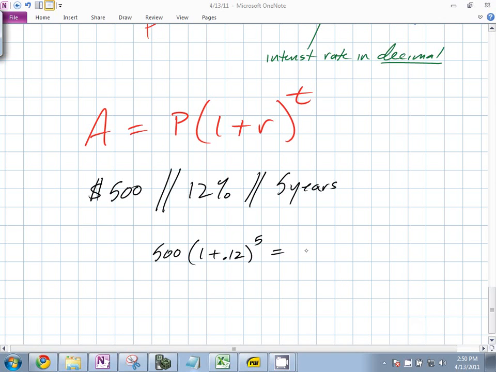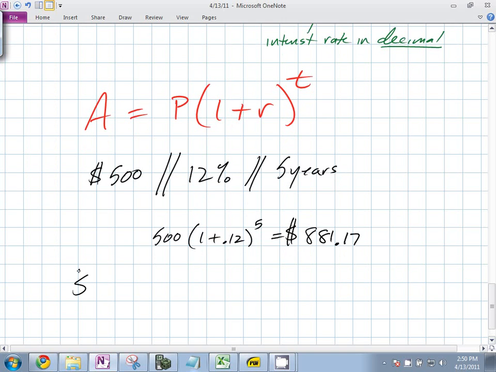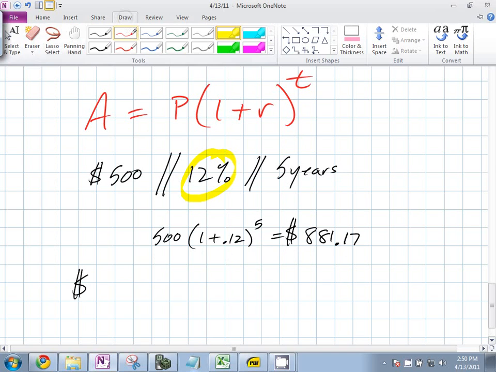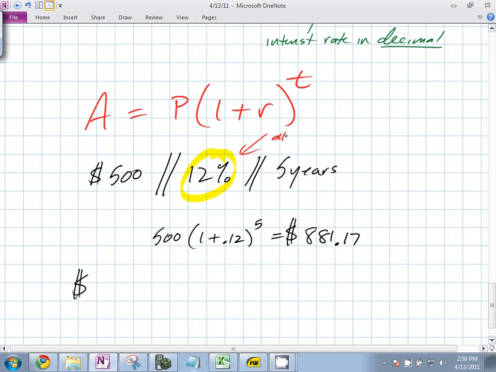800 and what? $881.17. People agree with that? Yeah. Okay. So then the question becomes, what happens if instead of... And by the way, side note, everybody, this is really important. The interest rate is always expressed as per year. You need to do that or things get really messy.